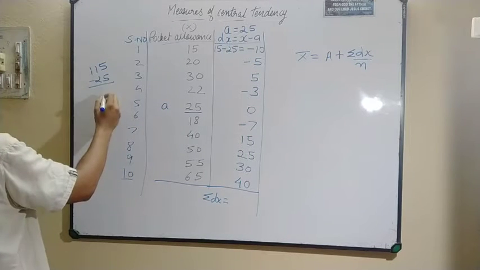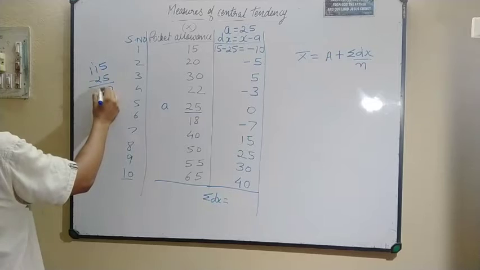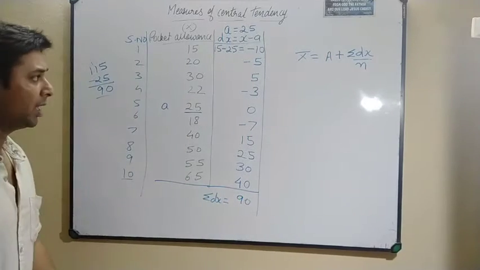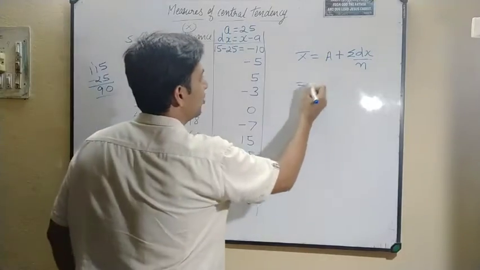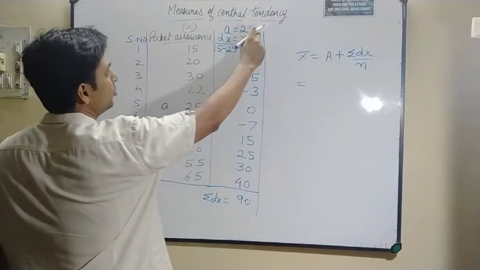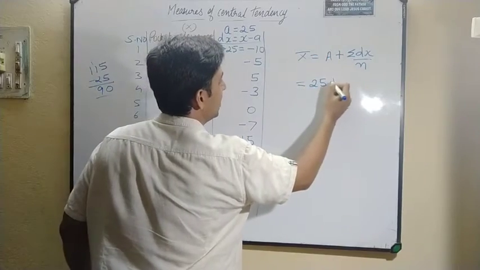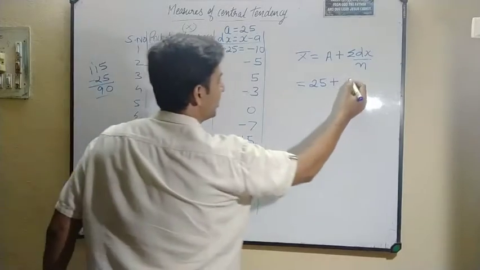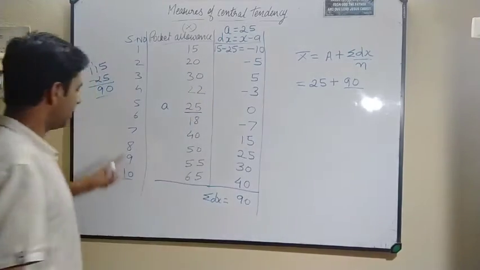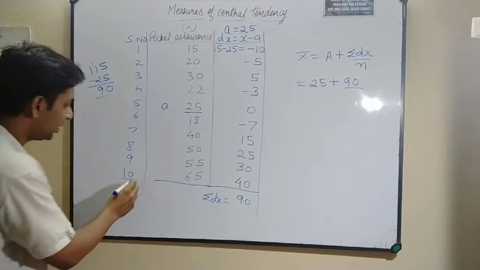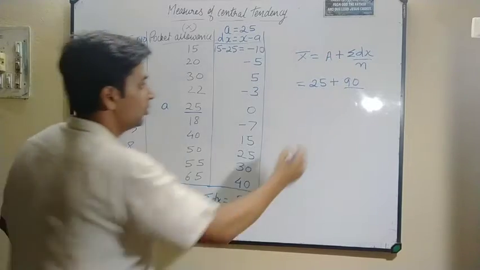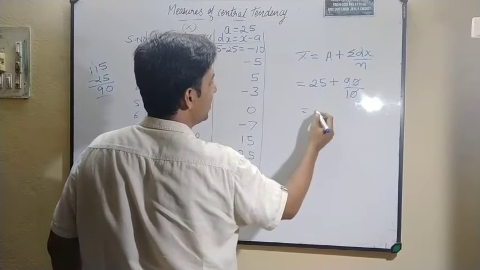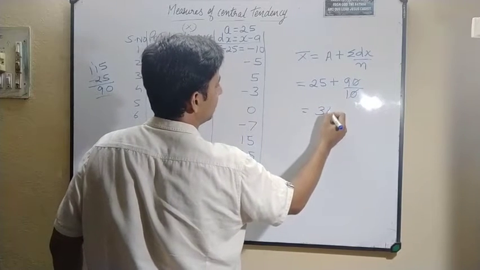Okay, let us calculate this. How much will it be? This will be 90. So we can write here, this is 90. Now we will be putting this assumed mean over here. What was our assumed mean? 25 it was. 25 plus summation of dx, we already calculated, it is 90. What is n? N is the number of observations. How many items are there? 10 items are there, so we'll write 10 over here. 0 and 0 cancel, and then 25 plus 9 will be 34.